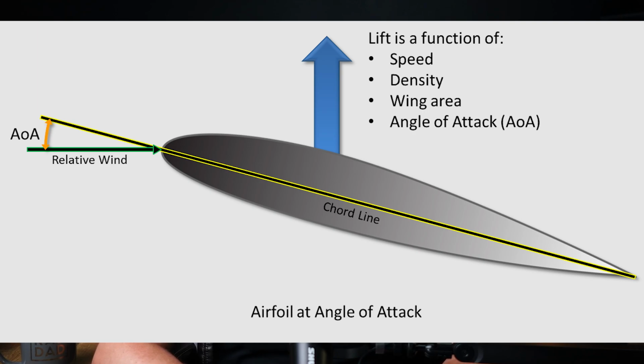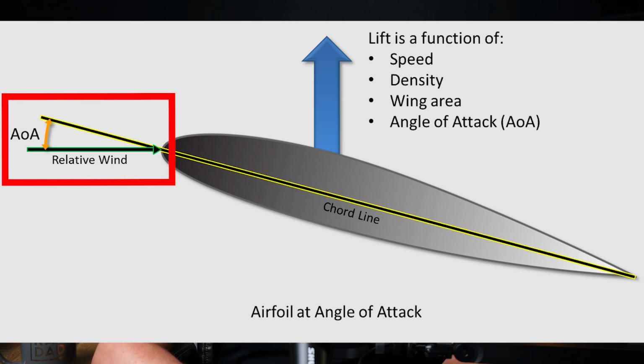Lift is the force that opposes the weight of the helicopter and allows it to rise into the air. Several factors influence how much lift is generated by the rotor blades. Let's define angle of attack. The angle of attack is the angle between the chord line of the rotor blades and the relative wind.